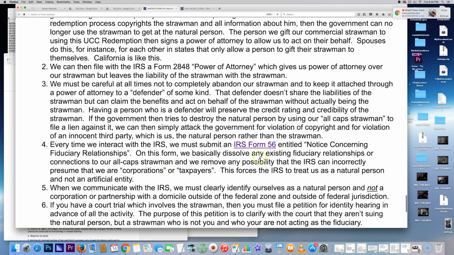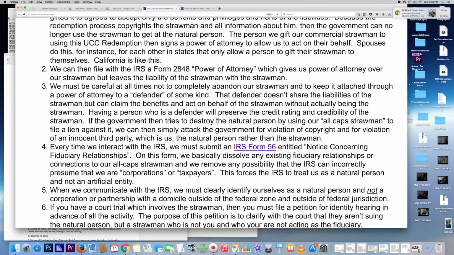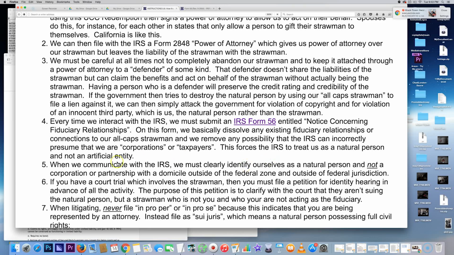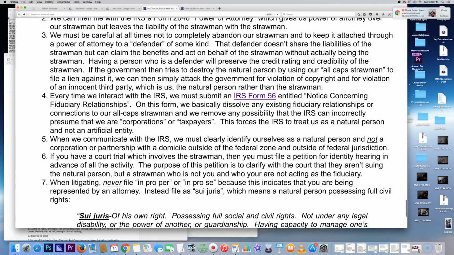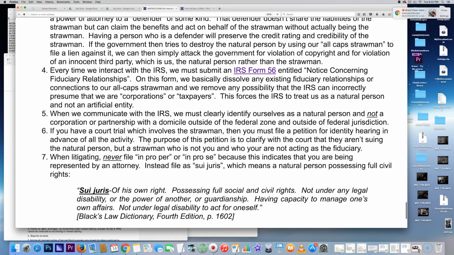On this form, we basically dissolve any existing fiduciary relationships or connections with the all-cap straw man, and we remove any possibility that the IRS can incorrectly presume that we are corporations or taxpayers. This forces the IRS to treat us as a natural person and not an artificial entity. Then, when we communicate with the IRS, we must clearly identify ourselves as a natural person and not a corporation or partnership, with the domicile outside of the federal zone and outside of the federal jurisdictions.